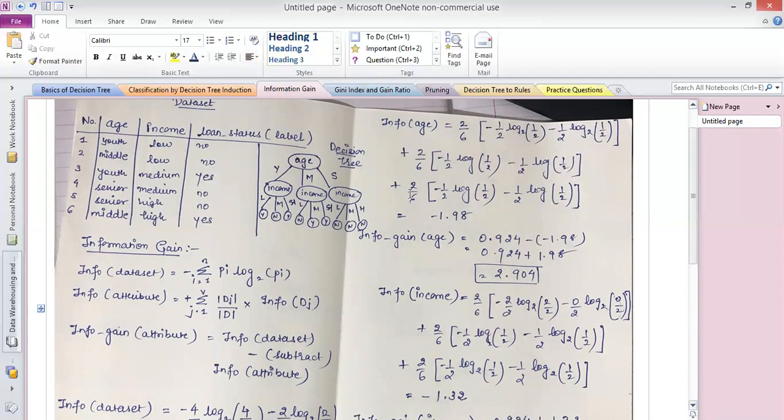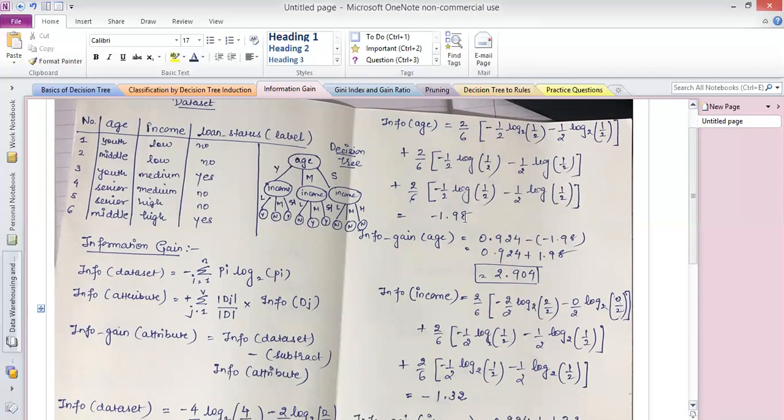All right. So for the third one, for senior, we've got both no's. I have made a mistake here. You do not do that. 2 by 6 in the bracket minus, for yes it is going to be 0. So minus 0 by 2 log 0 by 2 to the base 2 minus 2 by 2 log 2 by 2 to the base 2. You calculate the value and you will get some answer here that you are supposed to do on your own.